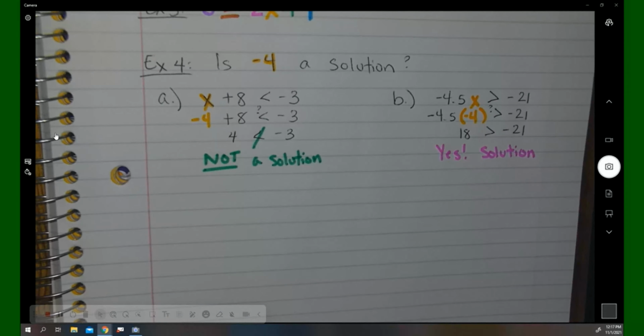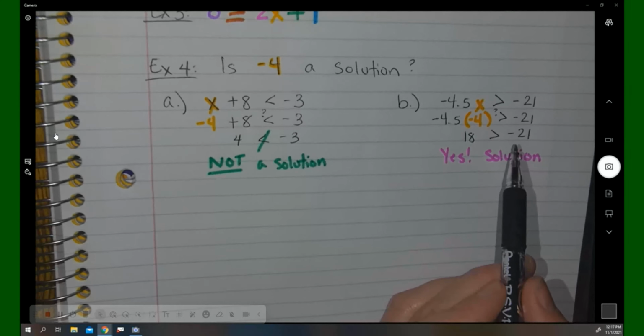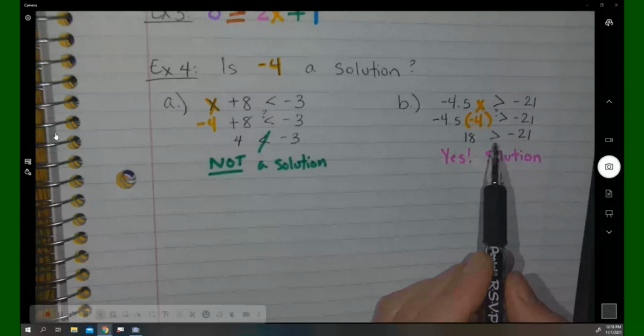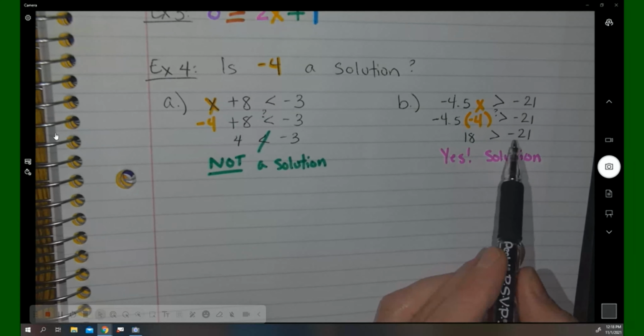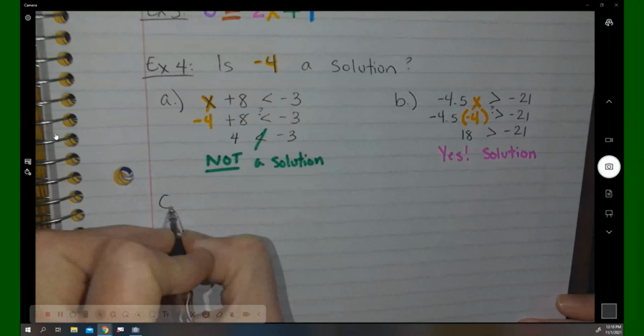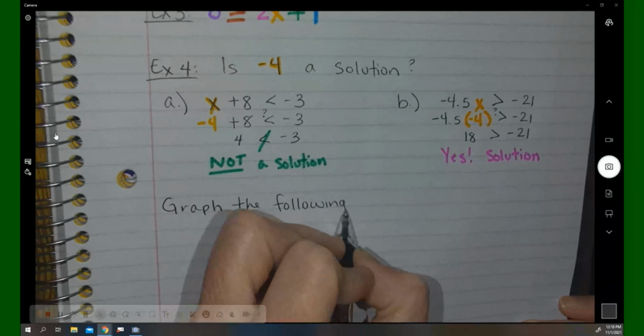Now, if I'd solved this and I got negative 21, is negative 21 greater than negative 21? No, it's equal to, but this symbol does not say or equal to. So be very careful when you're testing solutions to make sure that if it does not have an or equal to and you get the same number, we'd have to say no for that solution, okay? For the next examples, we're going to be graphing.